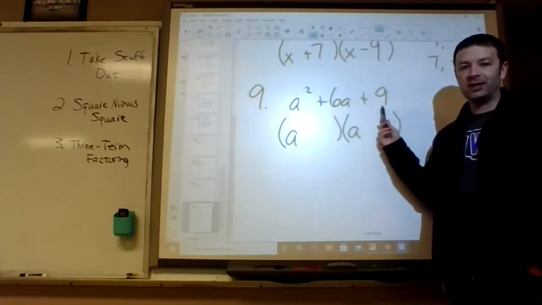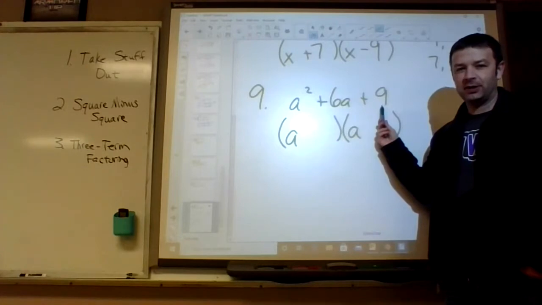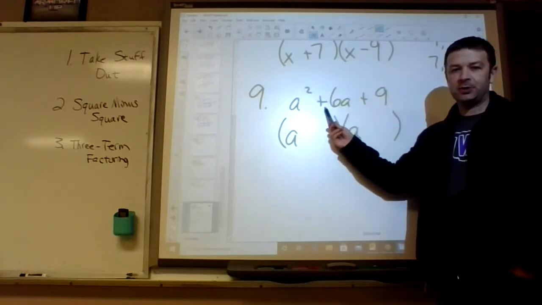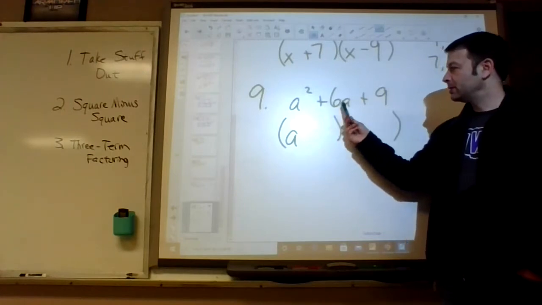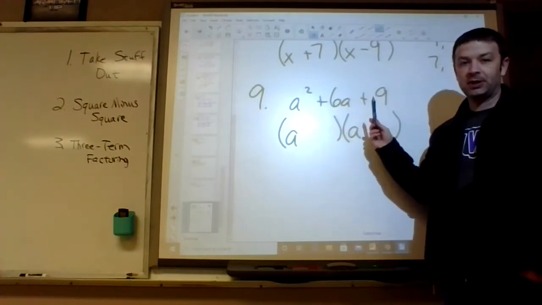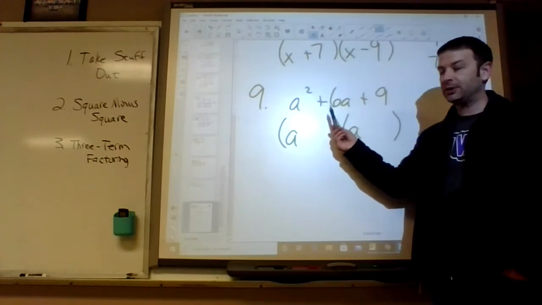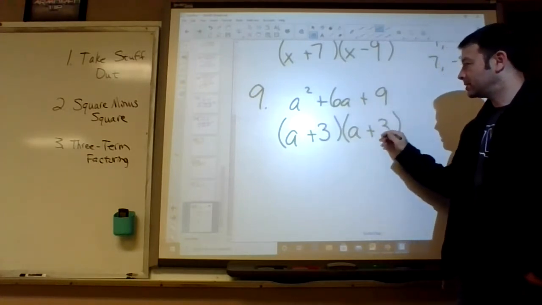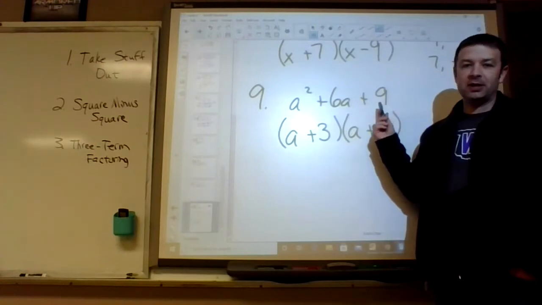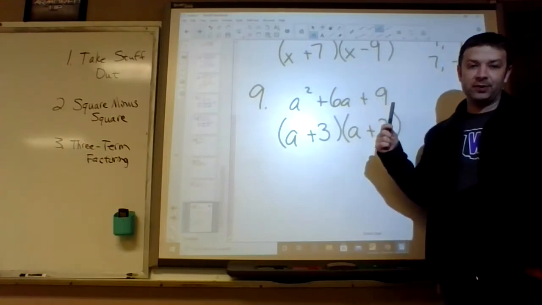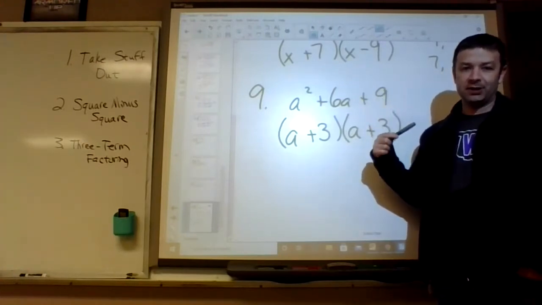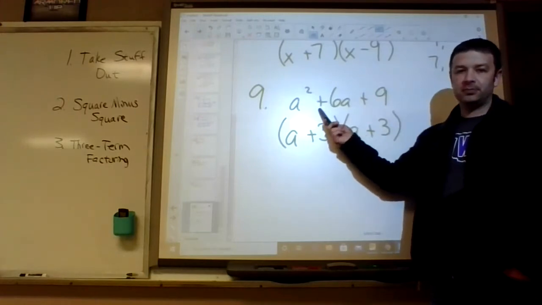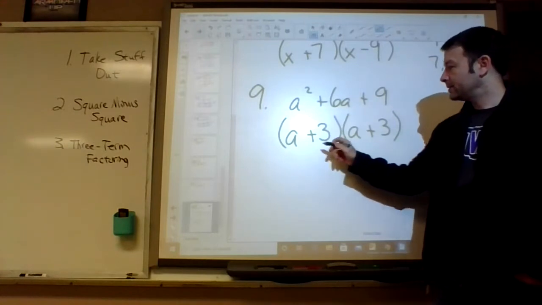What multiplies into 9, positive 9, that adds up to positive 6? Okay, well, 3 times 3 multiplies to 9, and it adds up to 6. So it's plus 3, plus 3. Something else that goes into 9 would be like negative 3 and negative 3, and that would add up to negative 6. If that had been a minus right there, that would have been the answer.